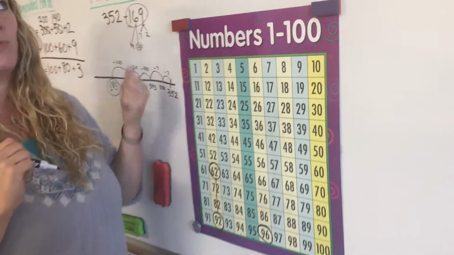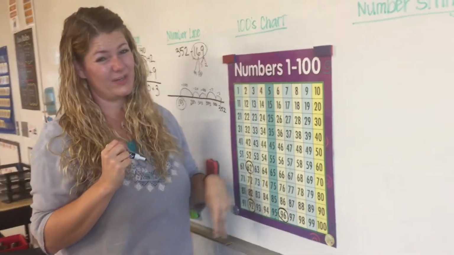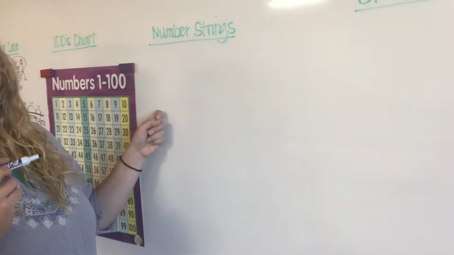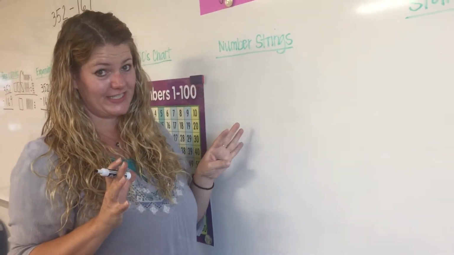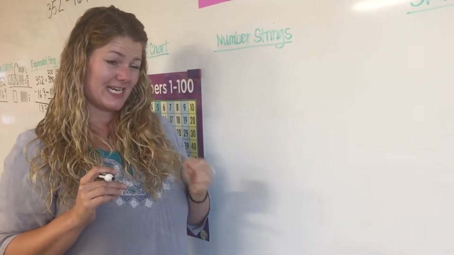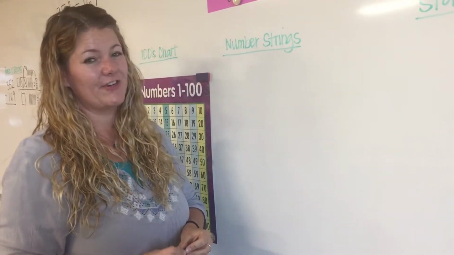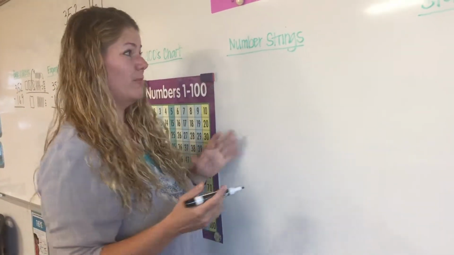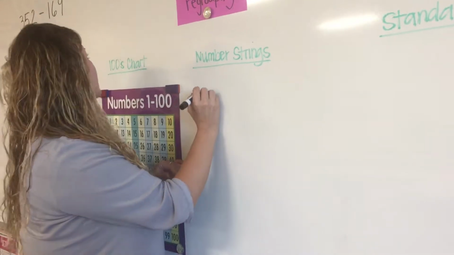Hundreds chart, we're way over 100, so we're not going to really use hundreds chart for this one. Number strings. This is where it gets tricksy. So we're going to show you how complicated it is. Number strings really isn't a very good strategy for doing subtraction with borrowing and regrouping.